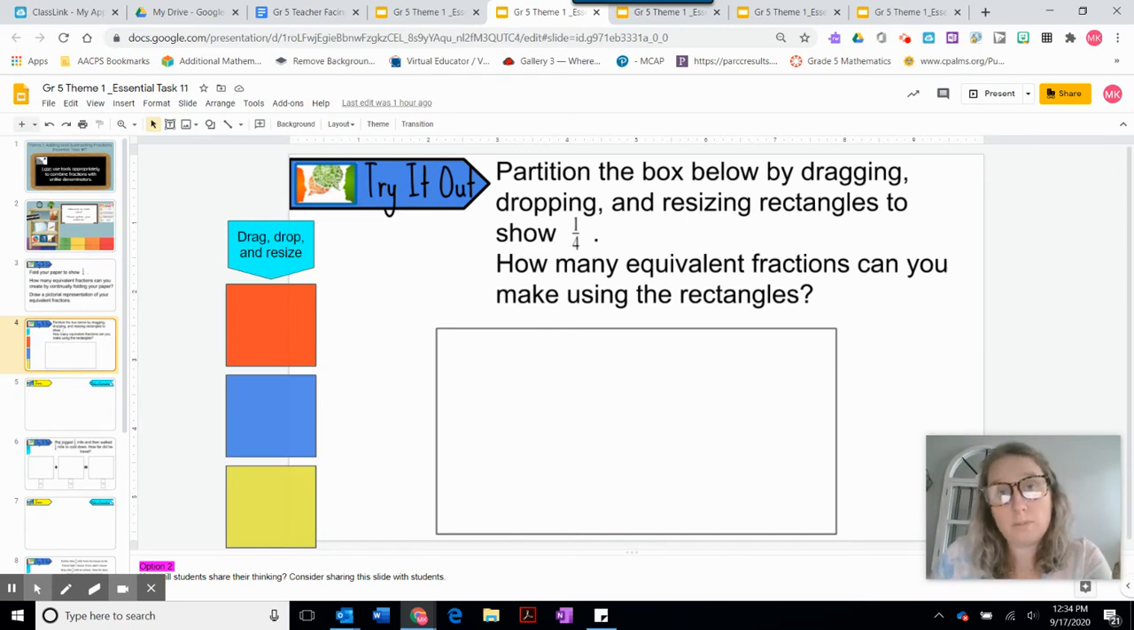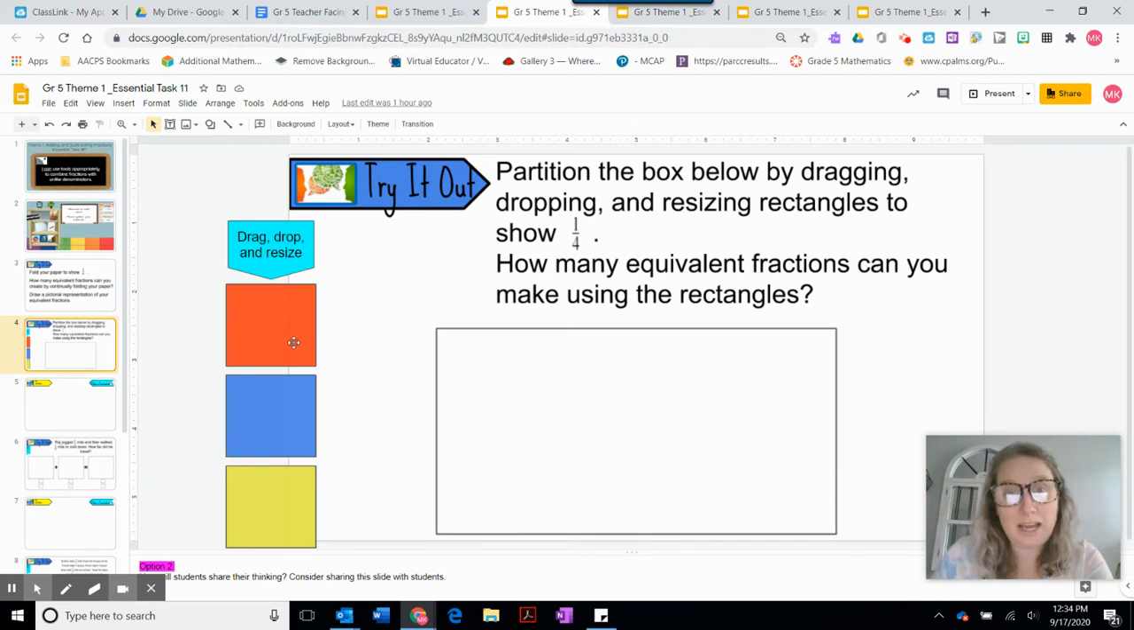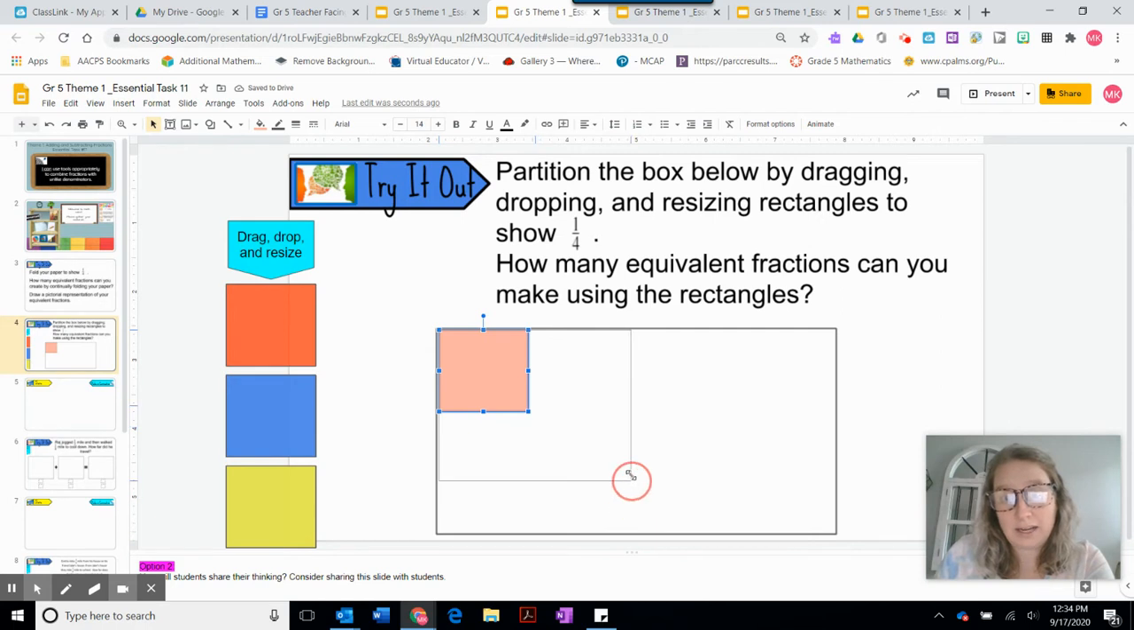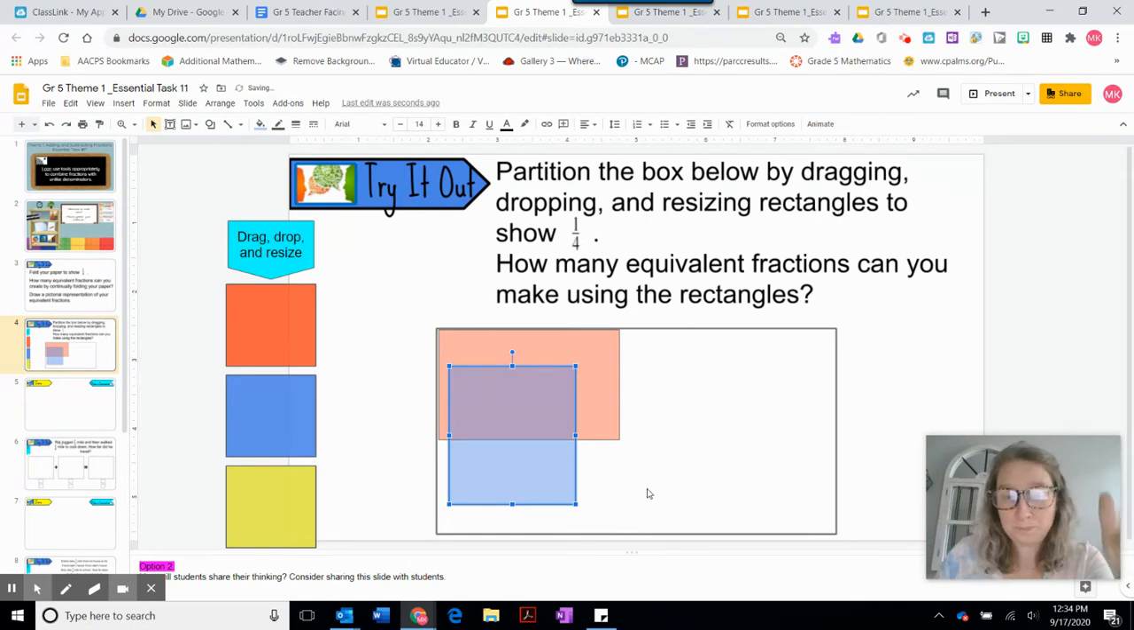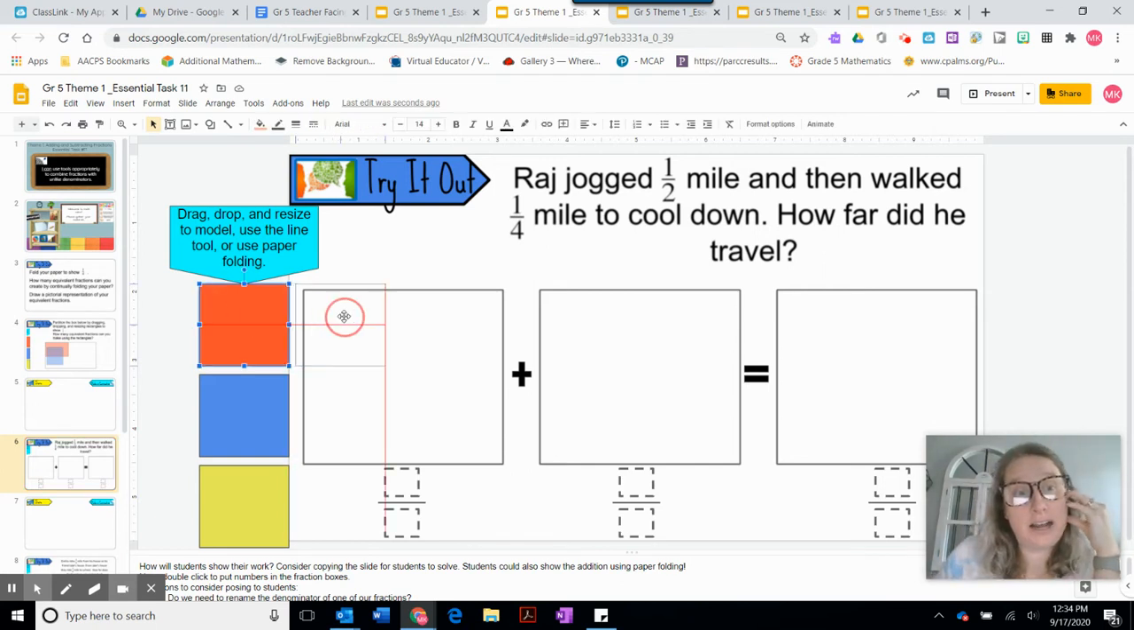Instead of paper, they could partition the box. So these are 2 options. Option 1, option 2, they can partition the box. So these you can drag, you can resize, and they're transparent so you can kind of see them when they're on top of each other. From there, they're going to go into actually adding. So for this problem, a couple different ways that we can solve this. So we can drag and drop these boxes and resize to solve the problem.